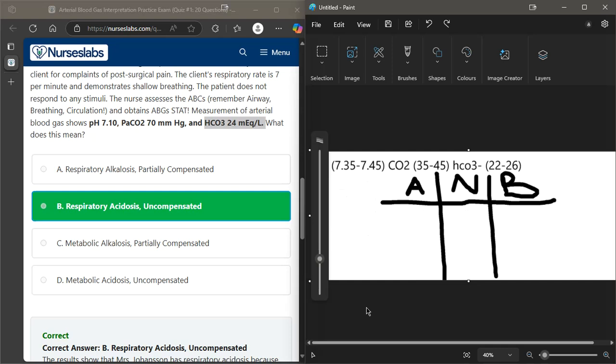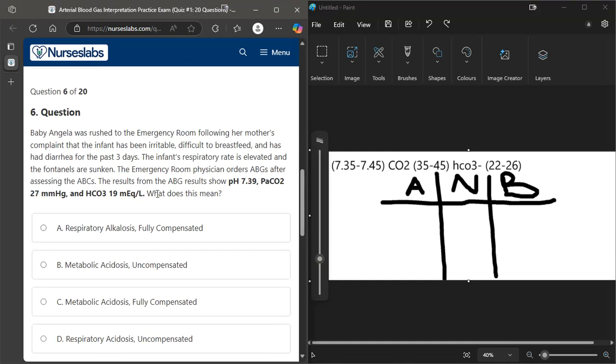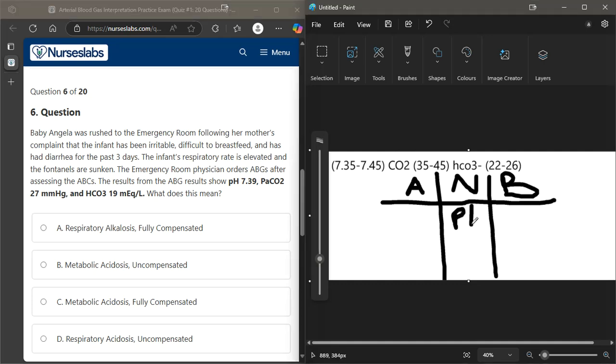Okay, so let's look at the next one then. Oh, one more to go. So pH in this case is 7.39 and the normal range is what? 7.35 to 7.45. So pH is within normal parameters. Then we have our carbon dioxide 27, and remember what we said, anything less than 35 is basic. So the carbon dioxide is 27, in this case it is basic. Then we have our bicarbonate to be 19, and anything less than 22 is acidic. So our bicarb is coming in the acidic tab.